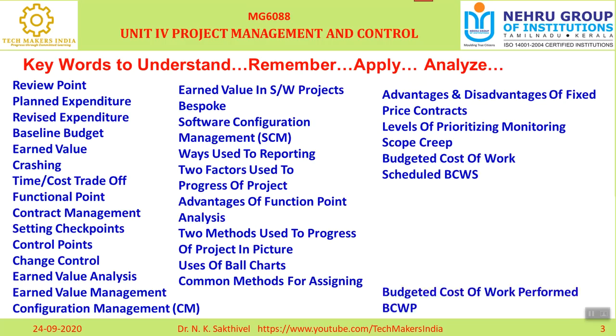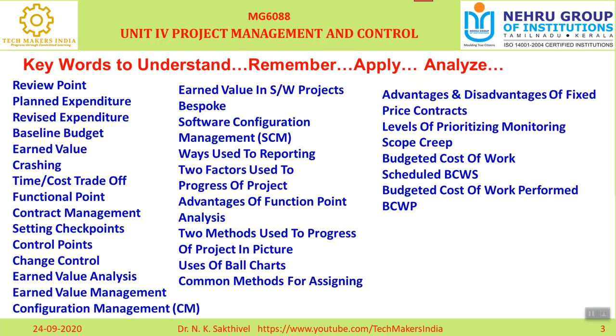And one more keyword is called budgeted cost of work performed. The previous one is scheduled, this one is performed. BCWP. So what is this? From the name you can understand that this is the budgeted cost of work performed. How much you performed, for that you quote the budget cost. It is called earned value, EV. So BCWP is also called EV, earned value.